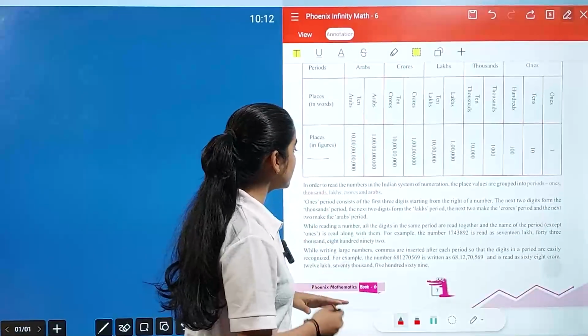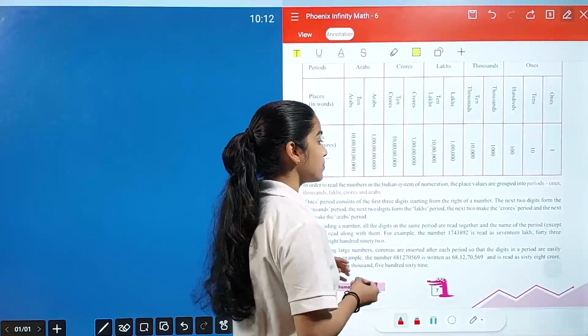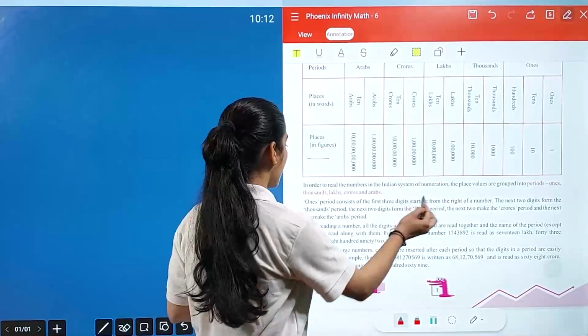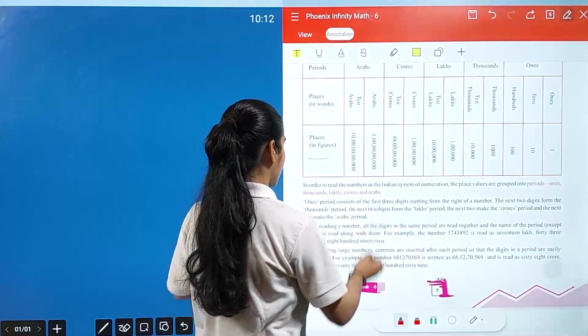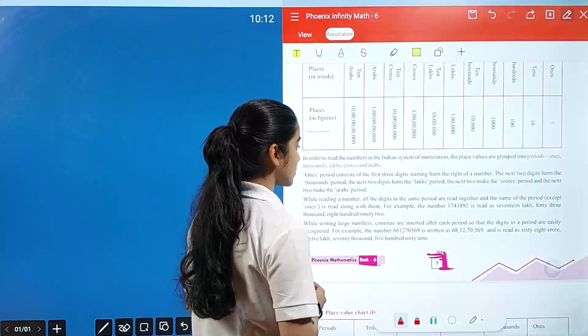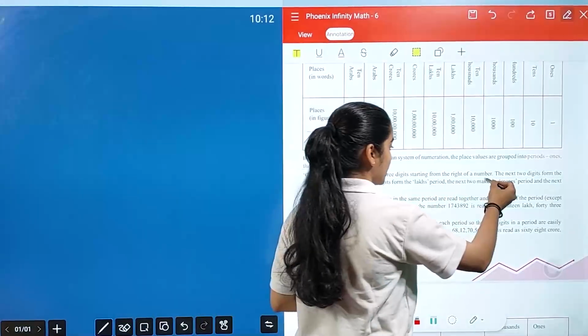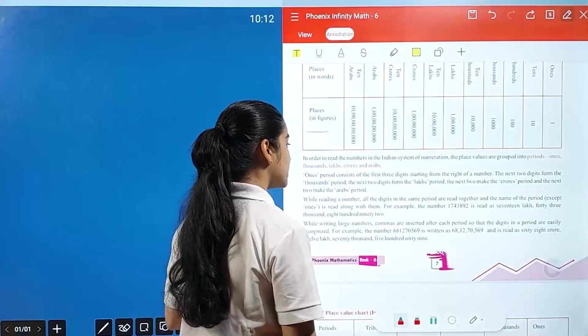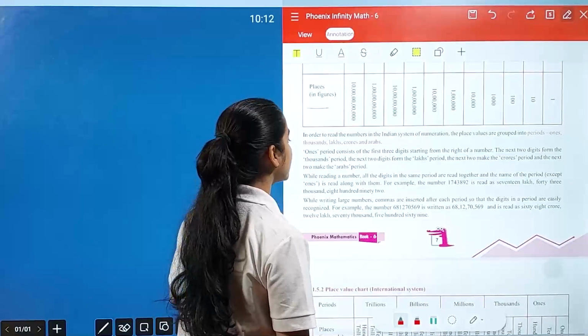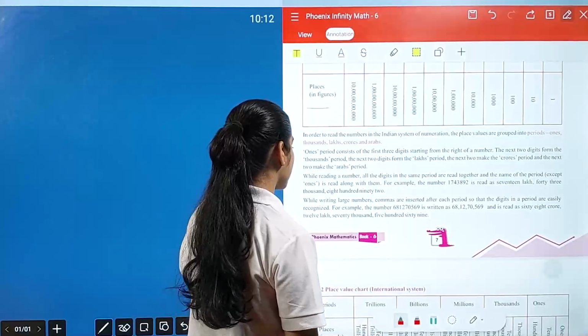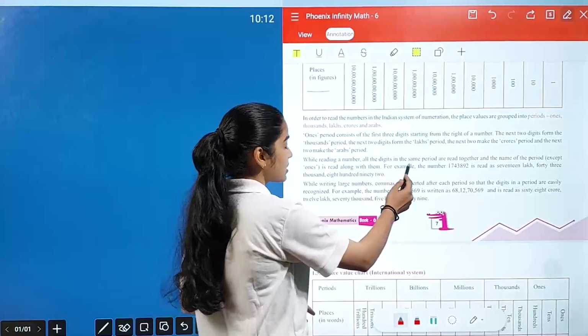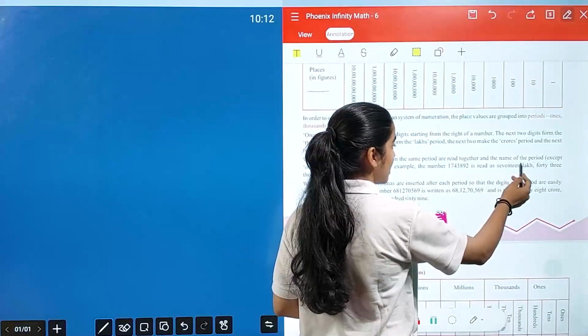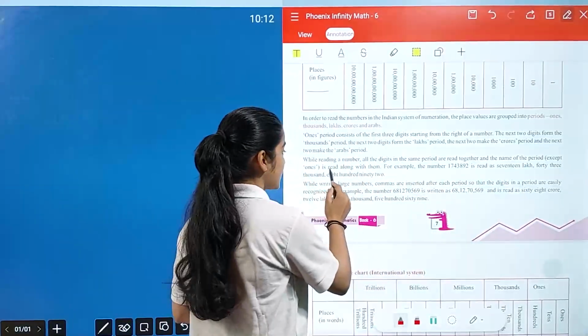In order to read the numbers in the Indian system of numeration, the place values are grouped in periods: ones, thousand, lakhs, crores, and arab. The ones period consists of the first 3 digits starting from the right of a number, the next 2 digits form the thousand period, the next 2 digits form the lakhs period, the next 2 make the crore period, and the next 2 make the arabs period. While reading a number, all the digits in the same period are read together and the name of the period, except ones, is read along with them.